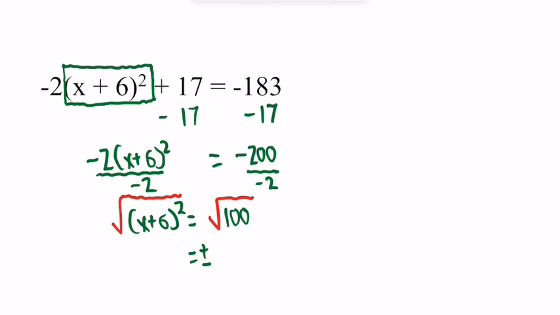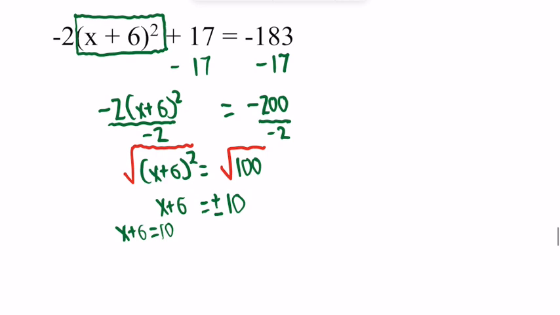Now on the left side, the square root and square cancel out, and we just end up with x plus 6. On the right side, we would have plus or minus 10. Because it could be a positive or negative 10, we split this up into two equations. x plus 6 equals 10, and x plus 6 equals negative 10. To solve the first one, we subtract 6 from both sides, and we have x is equal to 4. To solve the next one, we subtract 6 from both sides. We have x is equal to negative 16.